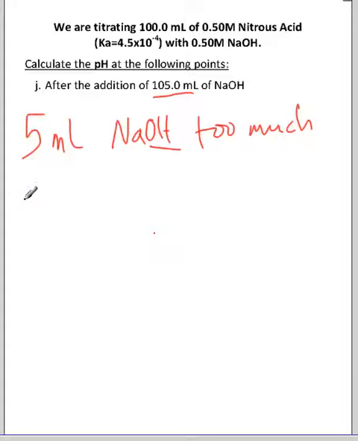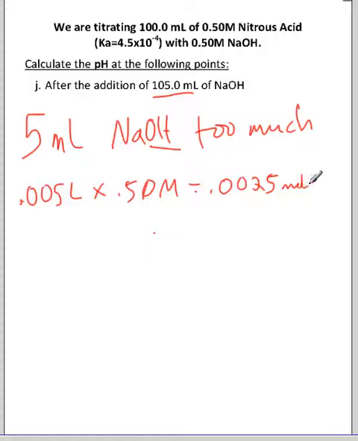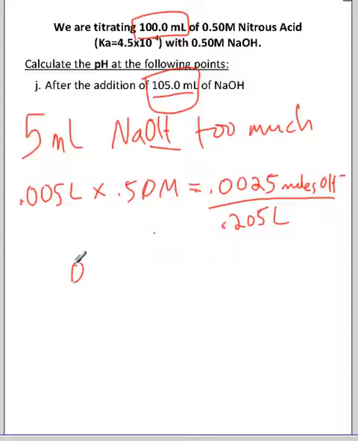So I'm going to say that I have 0.005 liters times 0.50 molar, and that's going to be 0.0025 moles. Now I had to turn it to moles because to get the pOH, I have to get OH minus concentration. So if I have this many moles of OH minus, well, in how many liters now? I've added 100 milliliters to 105 milliliters, so this is in 0.205 liters.